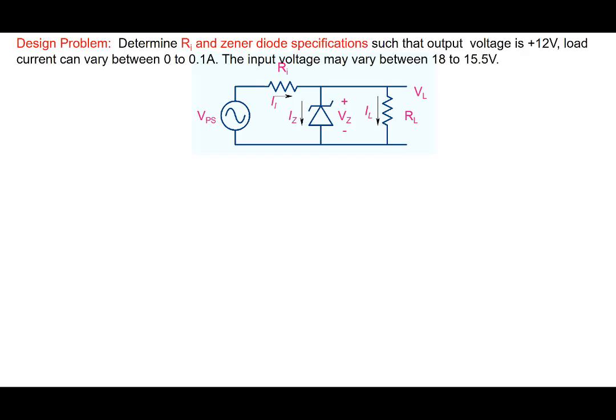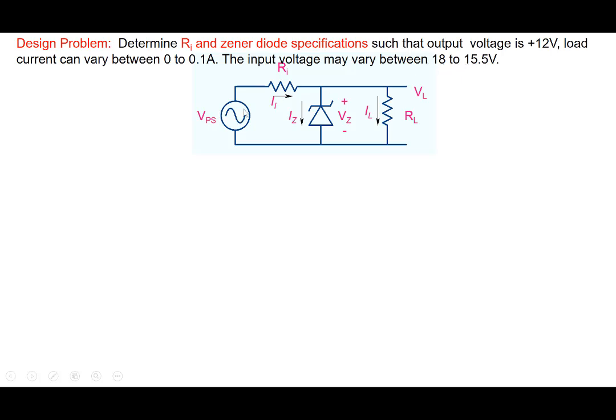But let's look at the alternative problem where we have to generate a design. So let's say a circuit like this is given, and we are given that the input voltage here can vary from 18 to 15.5 volts.